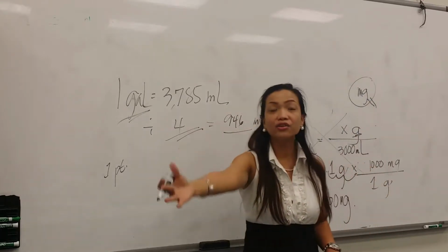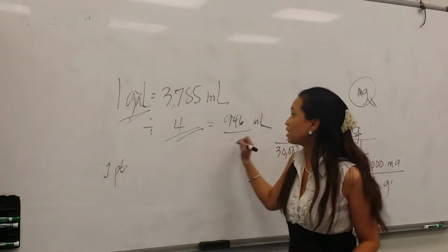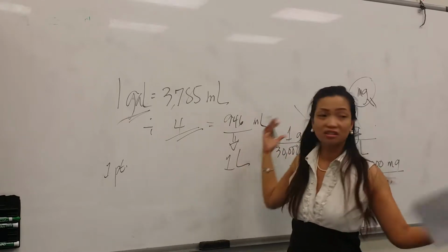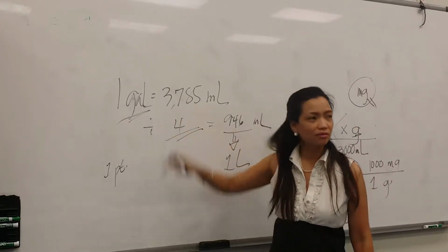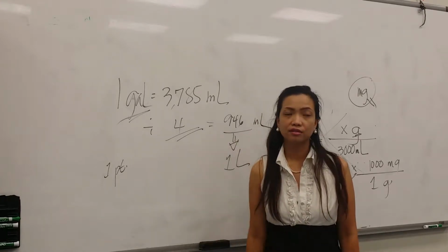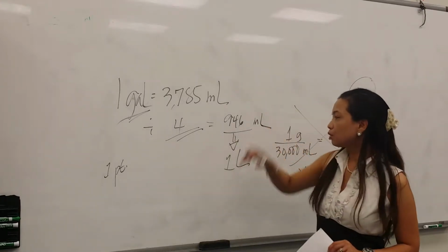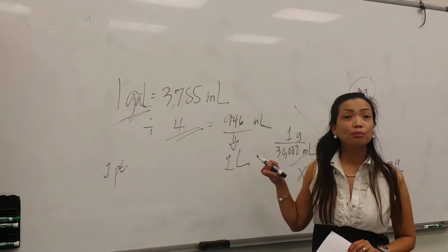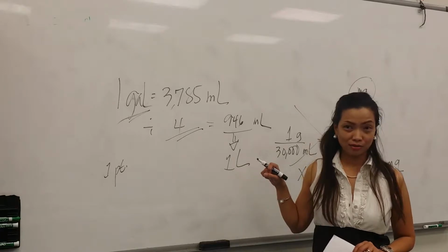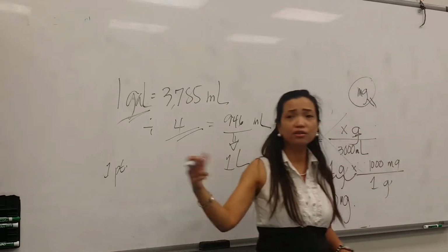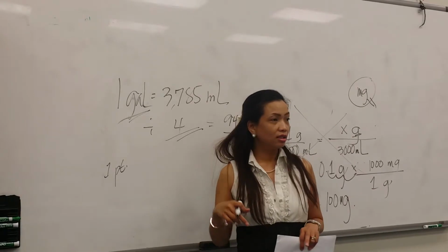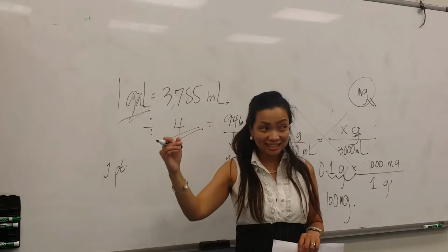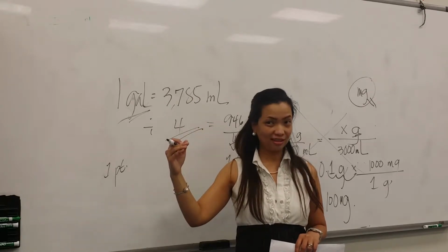946. That's why in your conversion charts, they rounded up to 1 liter. But this is the exact number for a quart, just so you know. So, if 1 quart is 1 liter, by the way, there are 2 pints in a quart, just so you know. That's why I gave you the other dosage calculation sheet. Minims, fluid grams, fluid ounce, pint, quart, gallon.